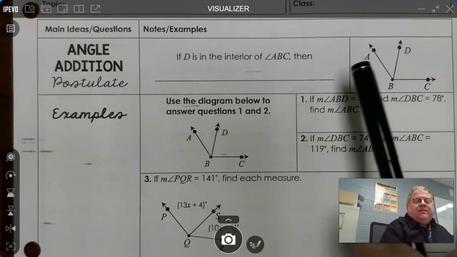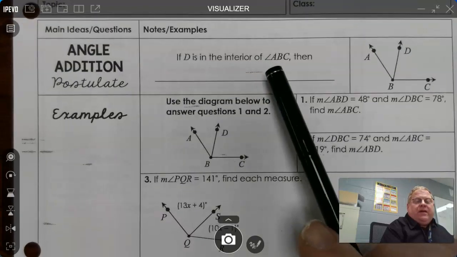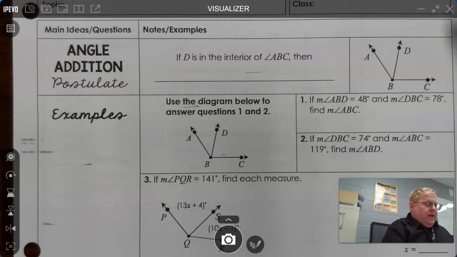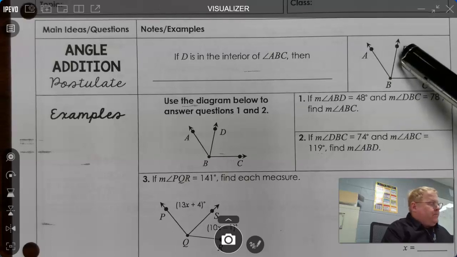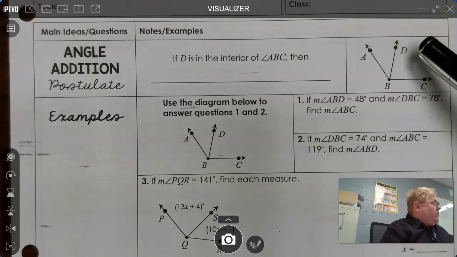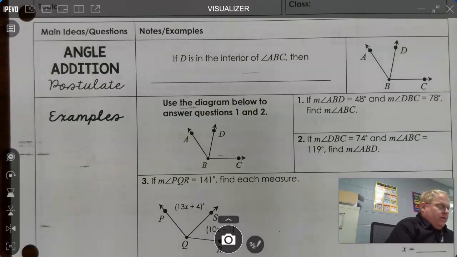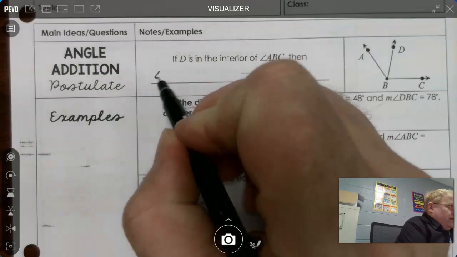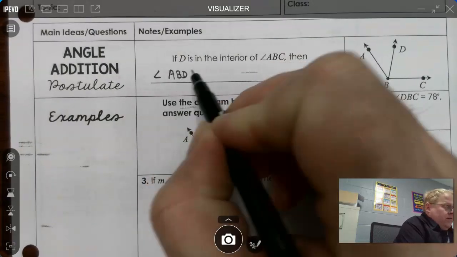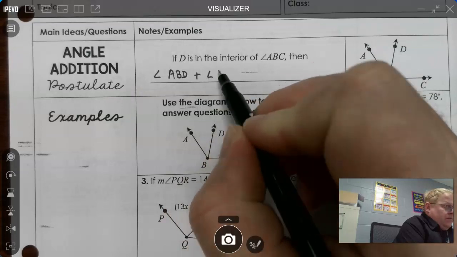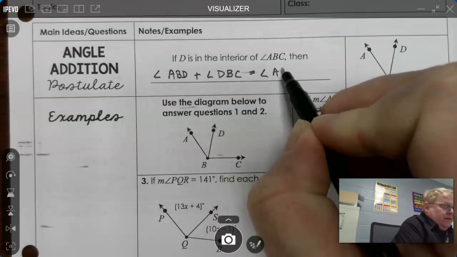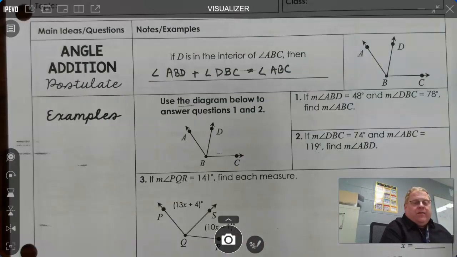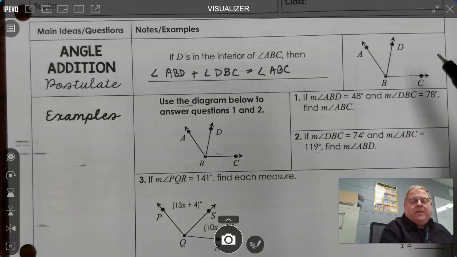Alright, so we're going to look at this picture over here on the right. It says, if D is in the interior of angle ABC, then, well, remember that ABC names the angle, so it's this outside angle right here, and D is in the interior of that. So you're going to say that angle ABD plus the angle DBC equals the angle ABC. So again, like with segments, the pieces equal the whole thing.